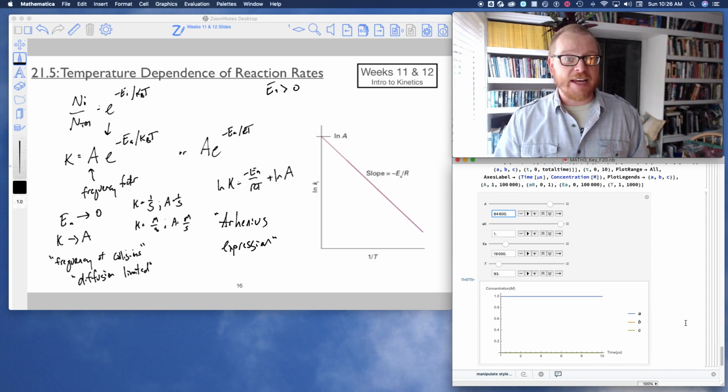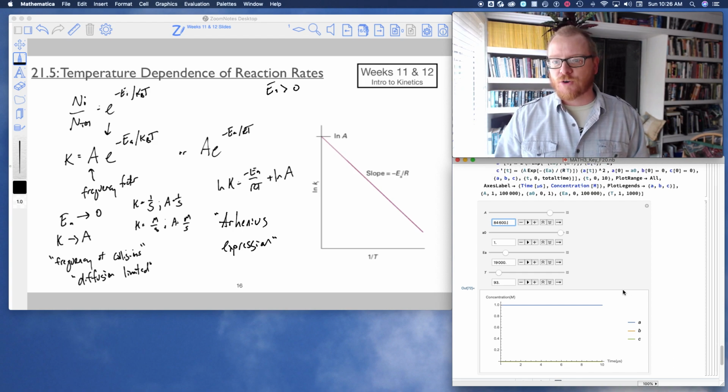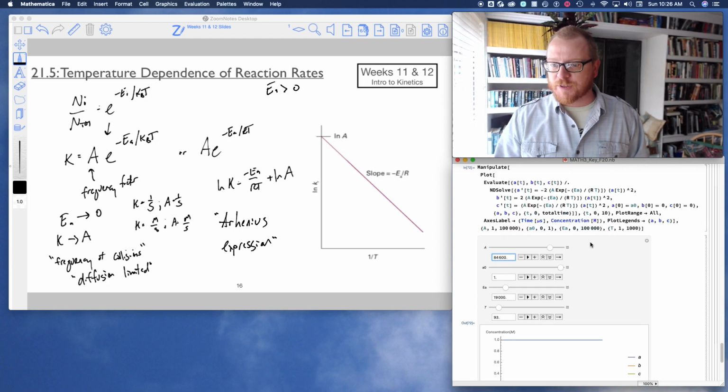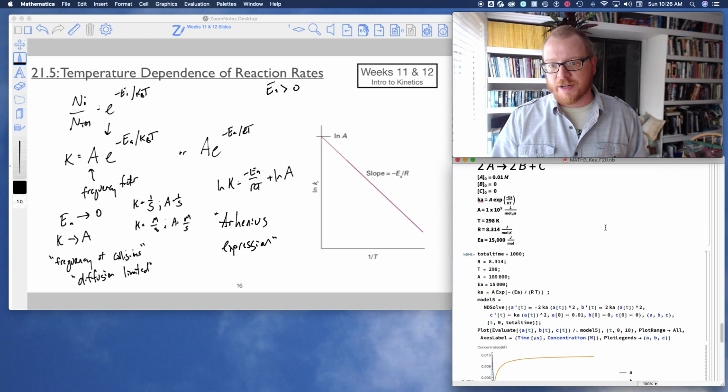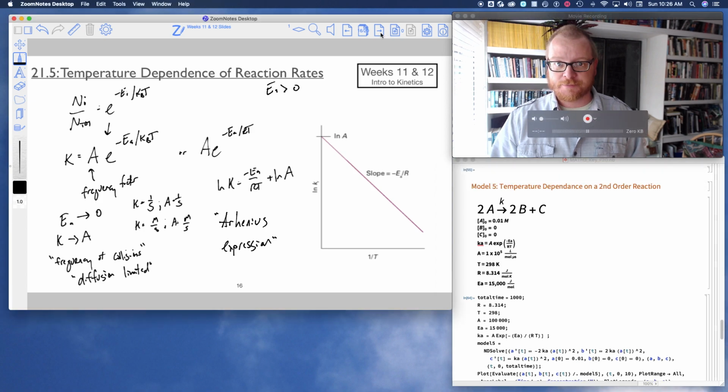And I'm going to take some time here describing how I come up with this model, because the code for this gets pretty complicated. So the first thing that I want to walk you through is just getting the rate laws. Okay.